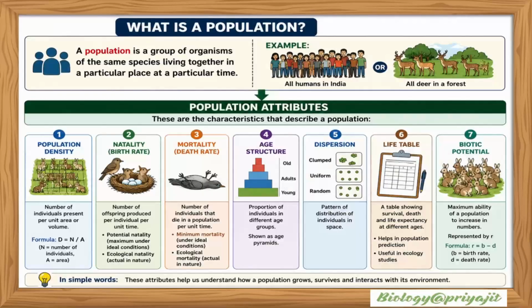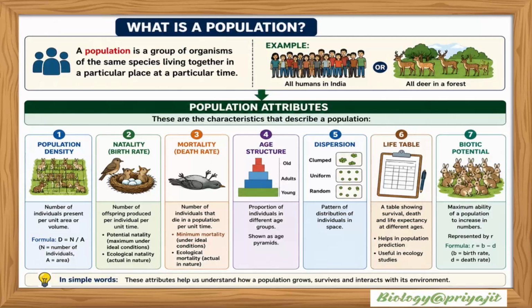What is a population? A population is basically a group of organisms of the same species living together in a particular place at a particular time. Example, all humans in India or all deer in a particular forest at a particular time.